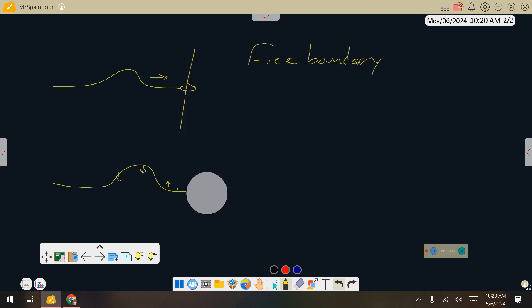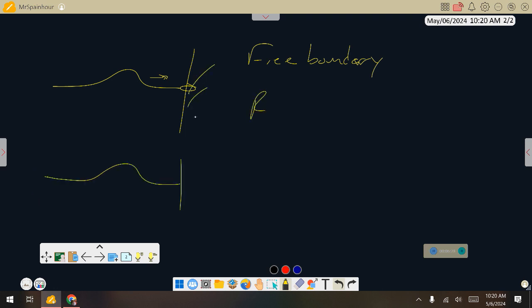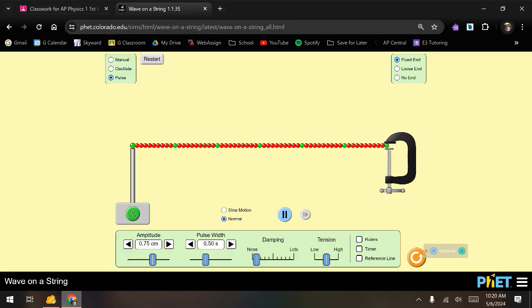So what happens with a free boundary is it will reflect, but no inversion. So we can see this over here by going a loose end, and this is the demonstration that we're looking at right here.